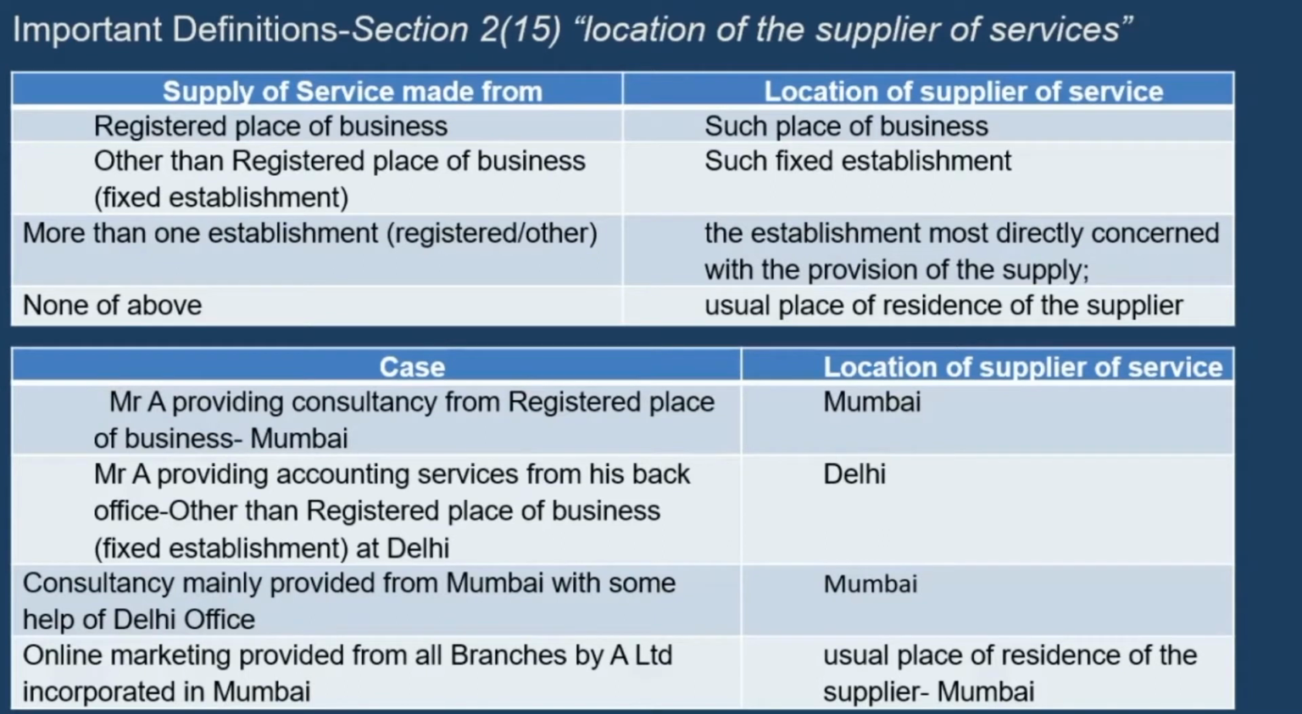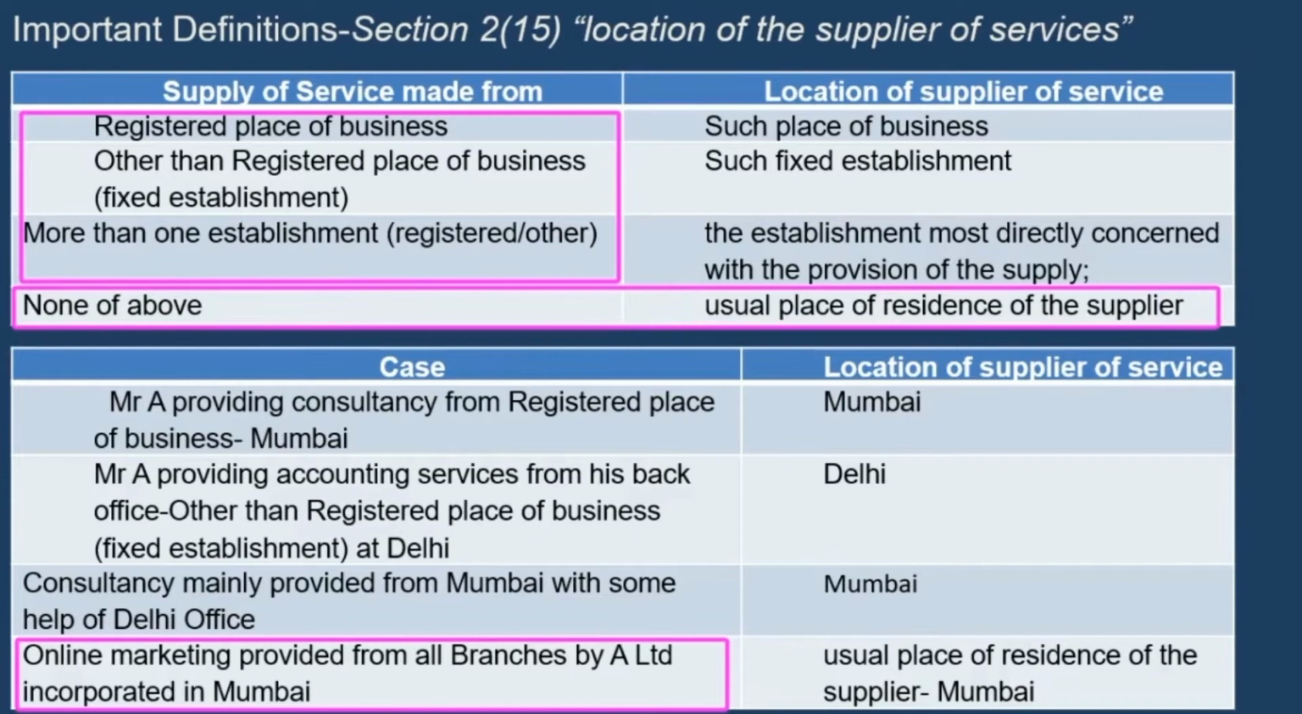And third one, there is online marketing provided from all the branches of A Limited, which is incorporated in Mumbai. A Limited is having an incorporated office in Mumbai, and 3 branches: Bangalore, Delhi, and Kolkata. From all of them, the online marketing campaign was run, and services are being provided. So you can see the first 3 clauses are not applicable. Neither is it from the registered office, nor from any single office other than the registered office. It is not from them collectively, nor is one office directly concerned. Not like that. So it is none of the above cases.